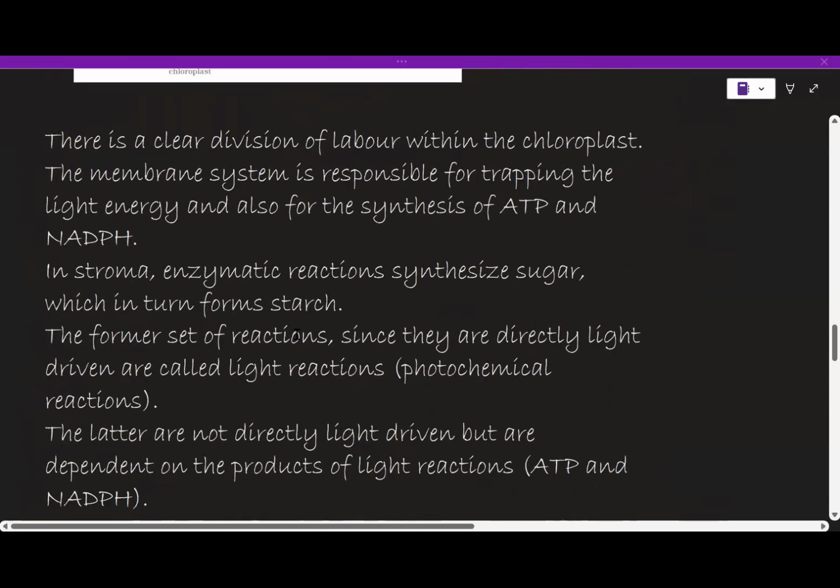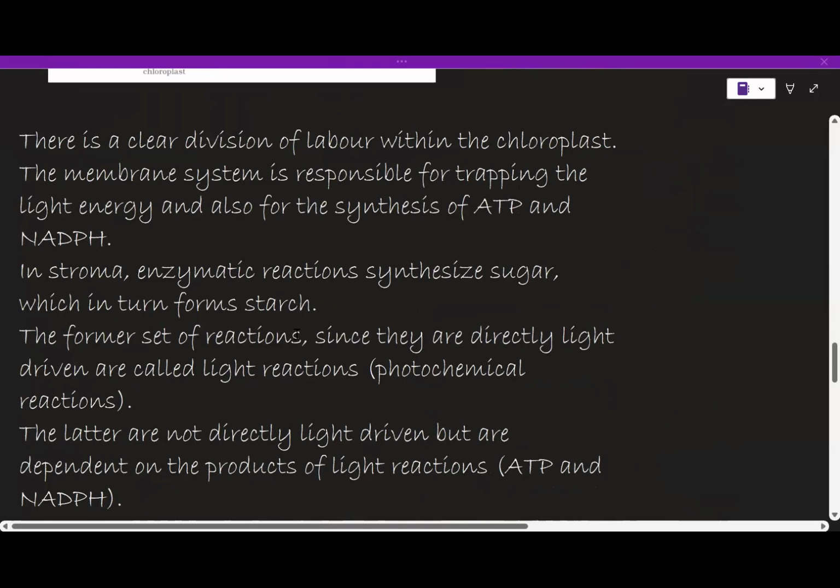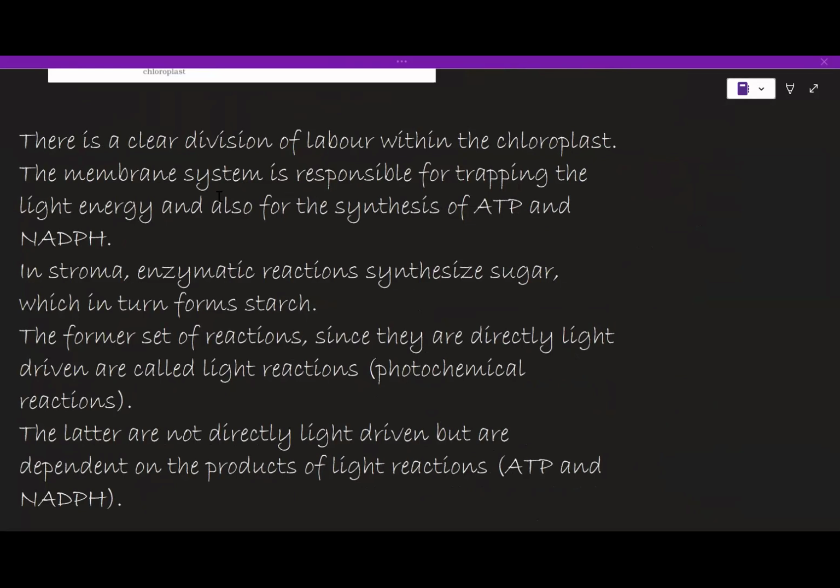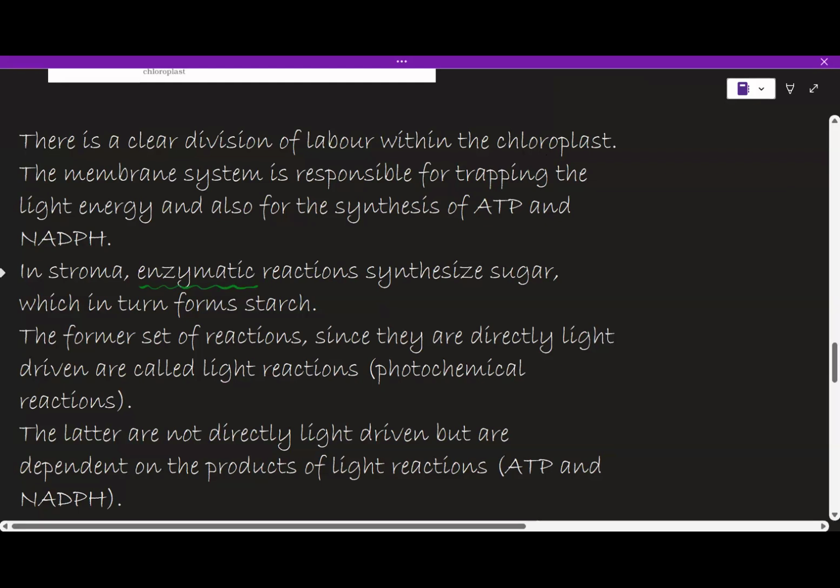So now talking about the division that is there in the chloroplast. There is a clear-cut division of labor within the chloroplast. The membrane system is responsible for trapping the light energy and for synthesizing the ATP and NADPH, which we are calling the chemical intermediates. Now in the stroma, meaning the space that is enclosed by the membrane, all the enzyme-based reactions take place and form the sugar.